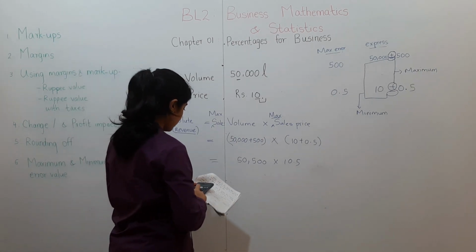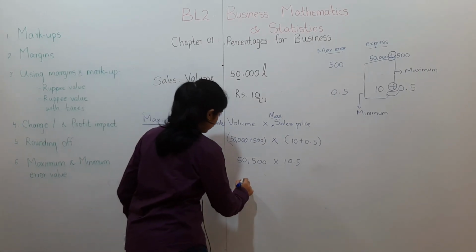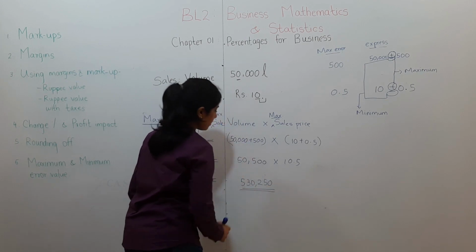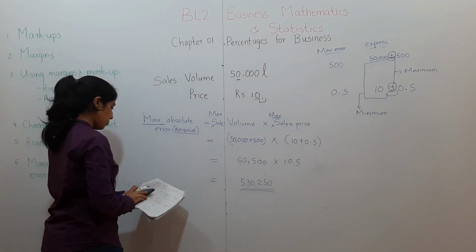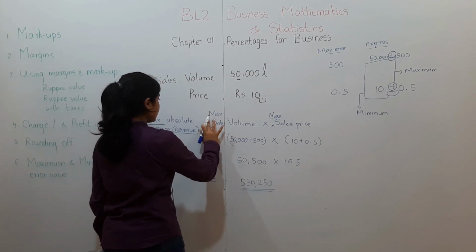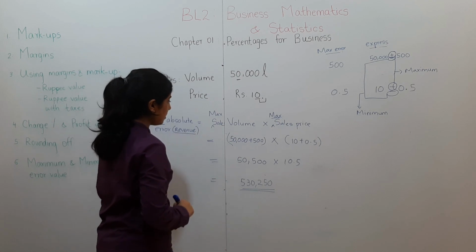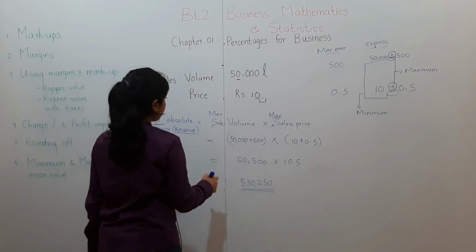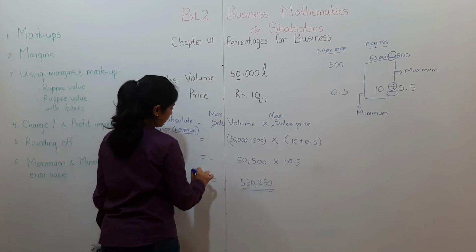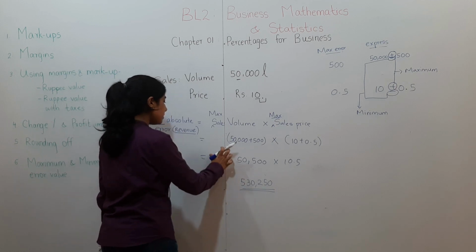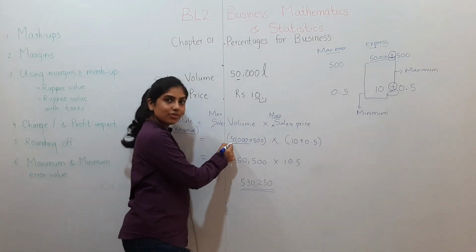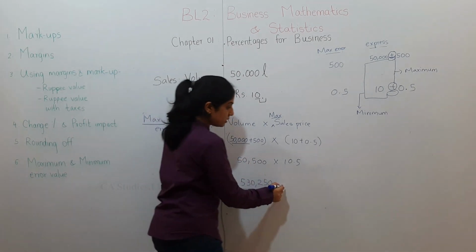50,500 multiplied by 10.5 is 530,250. Okay. So now what is this part? Now this part is your maximum, not the error. Why is it not the error? Because we add to the original value. This is the maximum original value.